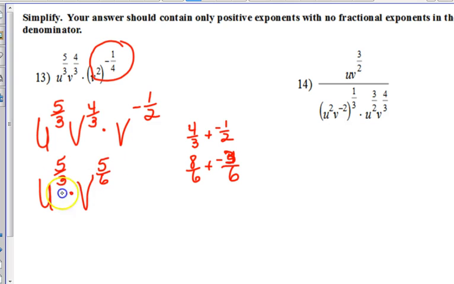Are we done? Nothing else we have to do on that one though, right? We didn't end up with any negative exponents or anything? Okay.